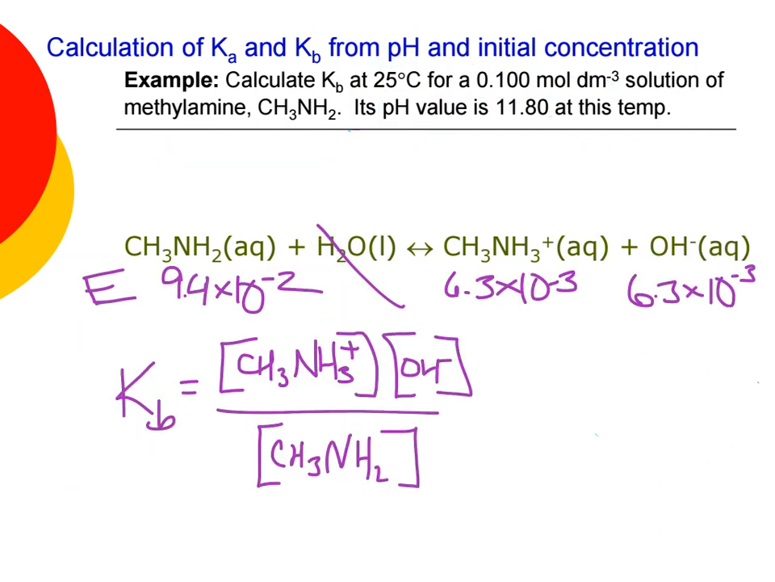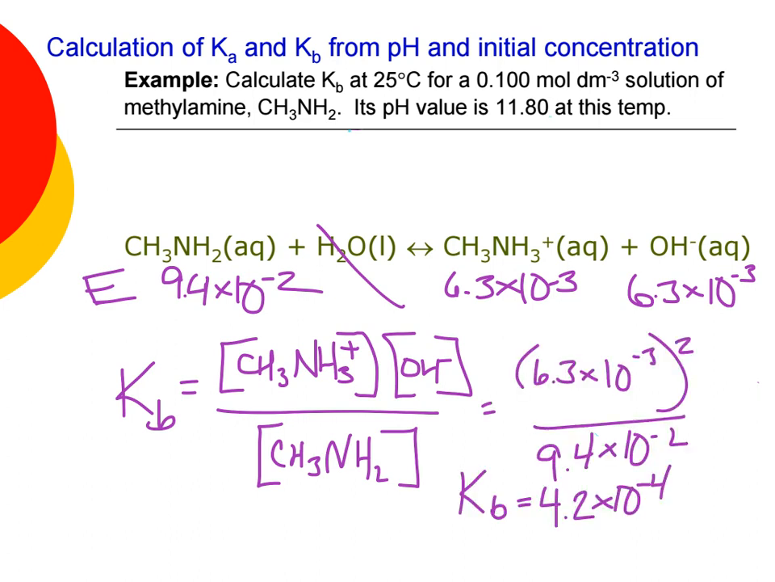Now that we have the equilibrium concentrations, we can plug that into the formula for the equilibrium constant. And that will give us our final Kb of 4.2 times 10 to the negative fourth, final answer.